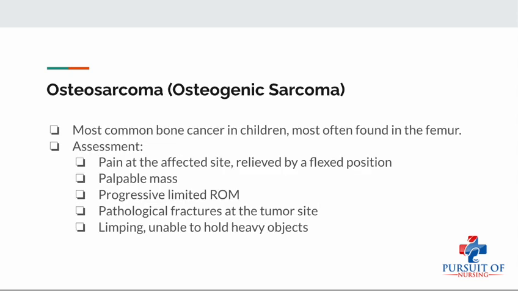Okay, osteosarcoma or osteogenic sarcoma is the most common bone cancer in children. It's often found in the femur. So peak age is between 10 to 25 years of age. Oftentimes, symptoms in the early stages are almost always mistaken for normal growing pains, unfortunately. So this patient is going to present with pain. They may have a palpable mass. They're going to have progressively limited range of motion. They may have fractures at the tumor site, and then they may also have limping and the inability to hold heavy objects.